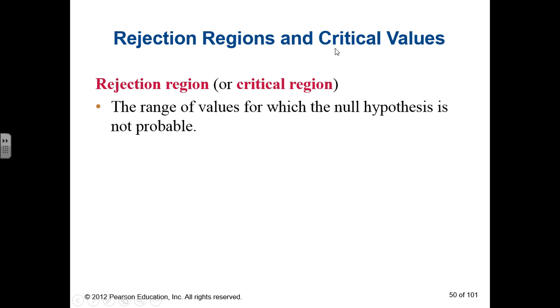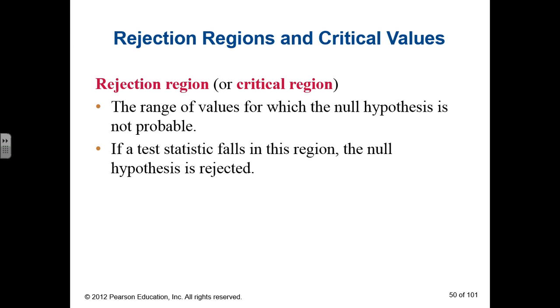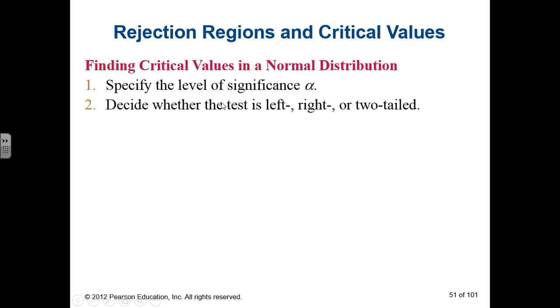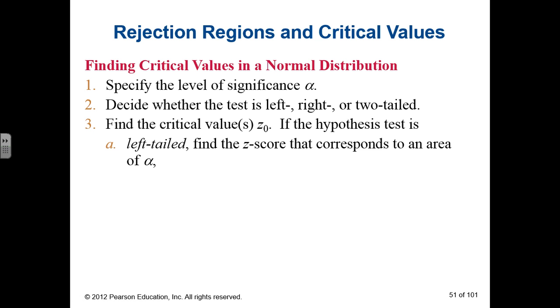critical value approach. In this case, we look for a range of values for which the null hypothesis is probably not true, and we use the significance level to find this. So the first thing you need to do is specify the level of significance. Then decide whether the test is left, right, or two-tailed by looking at the alternative hypothesis. Then we find the critical values by finding the z-score.